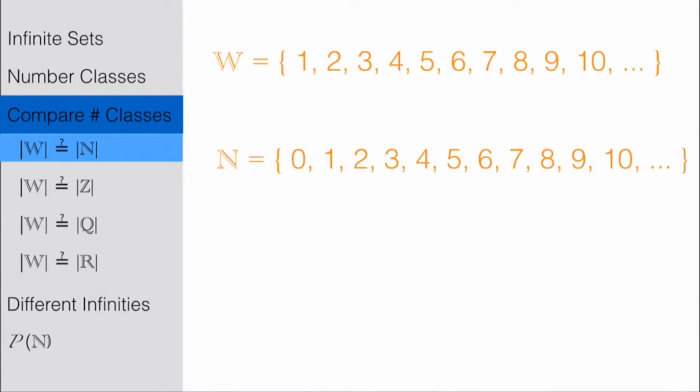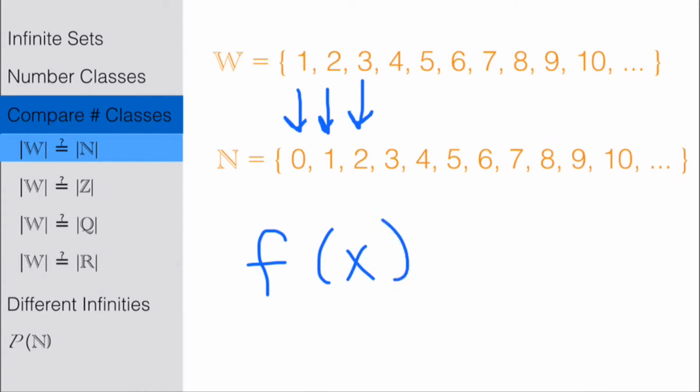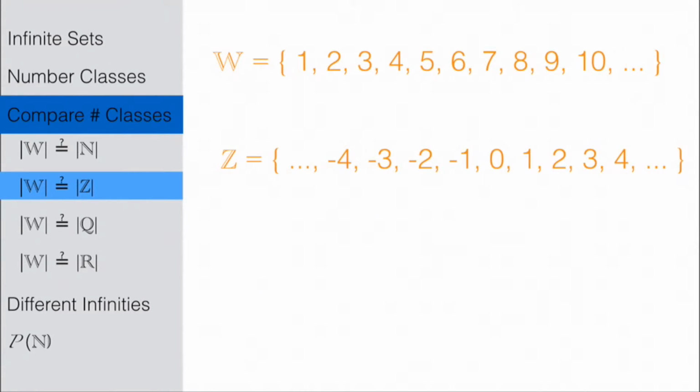Well, putting them next to each other, it's fairly obvious how to map. We can just map 1 to 0, 2 to 1, 3 to 2, and just keep going like this for infinity. So the mapping we're going to have is a function, f of x, and for every whole number that we pass into x, we're going to generate a natural number which is equal to x minus 1. And this is our bijection, so the size of the whole numbers is equivalent to the size of the natural numbers. Next, let's compare the sizes of the whole numbers to the integers.